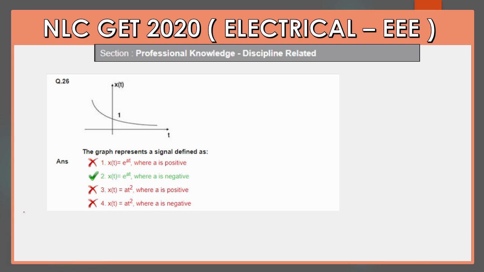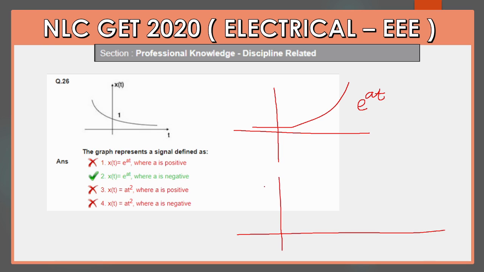Next, the graph is shown here. It is asking, the graph represents a signal defined as dash. Which signal is it representing? We know the exponential graph. This is a graph of e to the power at, and this is the graph of e to the power minus at. So it is similar to this graph. So you can say x(t) is equal to e to the power at where a is negative. If a is negative, it will be like this, e to the power minus at. So the answer will be the second option.